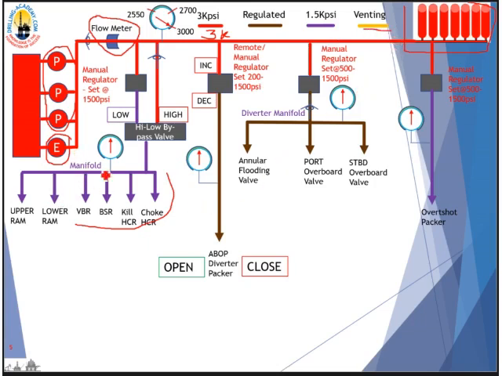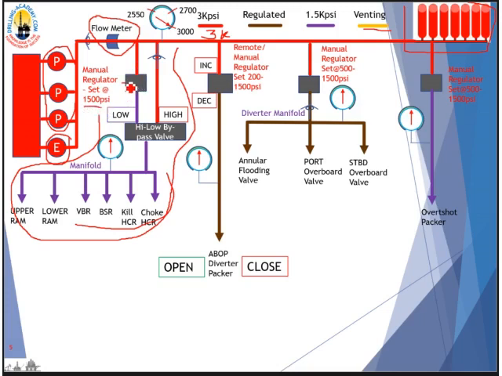Okay, so the first branch is a manifold. All right, here is the manifold. It supplies power fluid to all the RAM BOPs. It has 2 inputs. One input is 3000 psi, and another input is 3000 psi regulated down to 1500 psi.